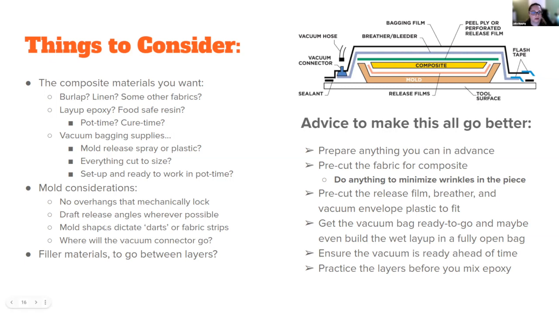Again, this is stuff we're going to go over in more detail, but a very important thing to do is make sure that you don't have a mold that is going to mechanically lock your piece around it and grab it. If the piece has reverse draft angles that go underneath your mold, then no amount of release is going to let it let go, because it's physically grabbing, okay?